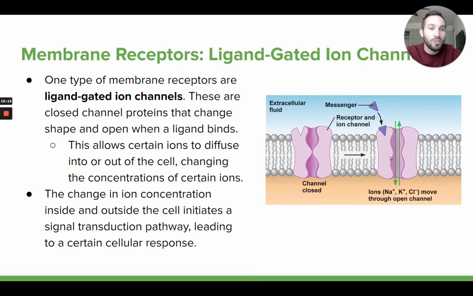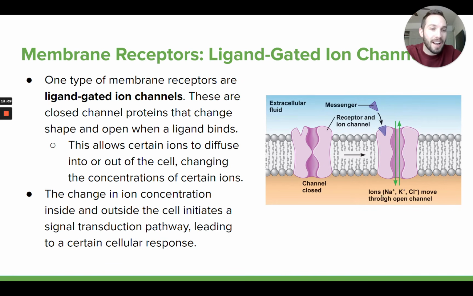And so that's going to change the concentration of ions inside or outside the cell. So now you're going to have a lowering of an ion concentration or an increase in ion concentration because of ions being able to diffuse in and out of the cell. So that's what these ligand-gated ion channels do. Ligand-gated means you can only open and close the gate with a ligand. It depends on these signaling molecules. So that's one type of membrane receptor.